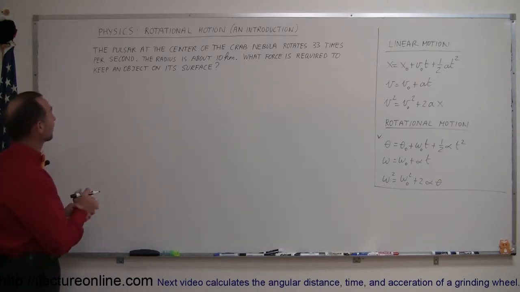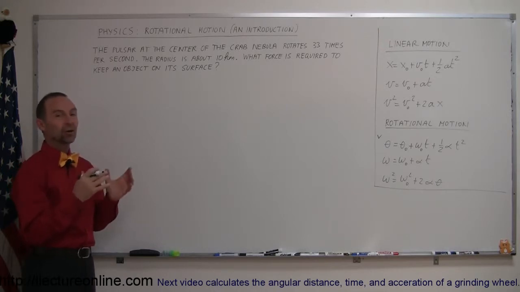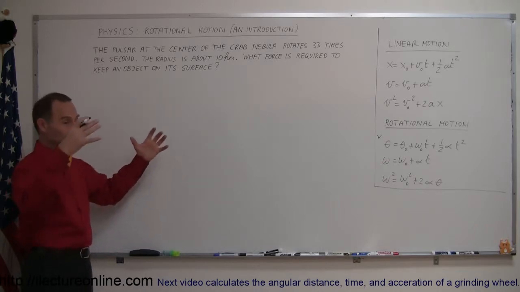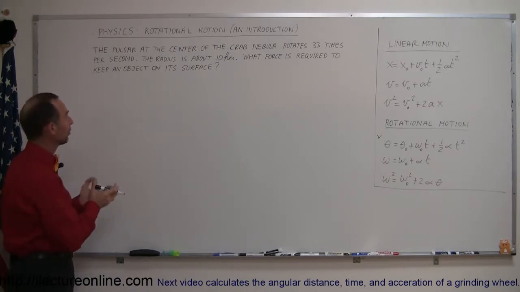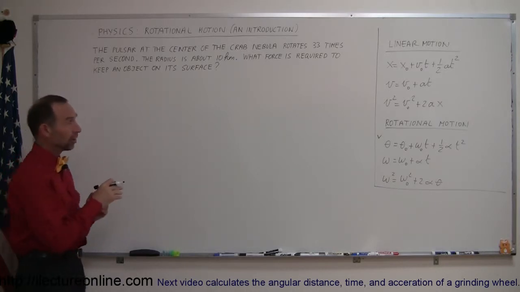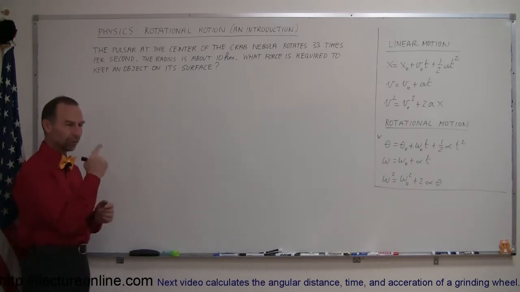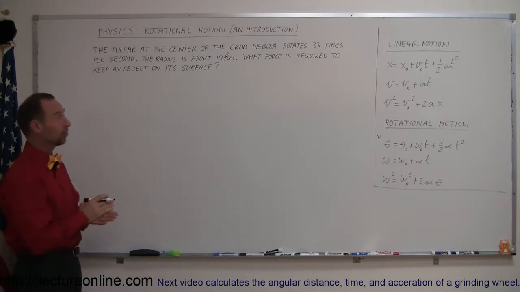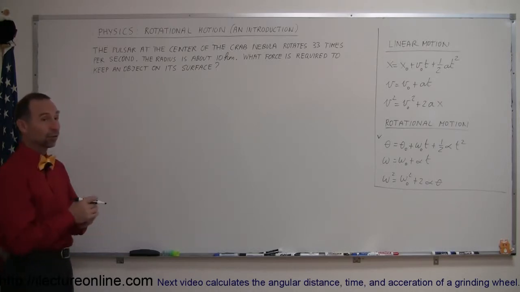Let's read the problem. The pulsar at the center of the Crab Nebula, and you may say, whoa, what's a pulsar? Well, a pulsar is the remnant of a dying star that has gone through a supernova, and typically through very strong gravitational forces, they collapse into a very small, very dense remnant, which we call a pulsar. And that pulsar inside that nebula rotates 33 times every second on its axis. Wow, so it's spinning really fast. The radius of a pulsar like that is about 10 kilometers, about 6 miles. So what force is required to keep an object on its surface?